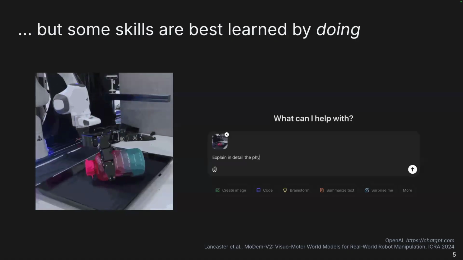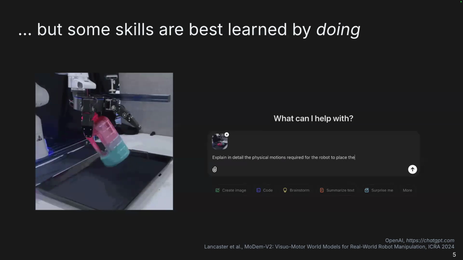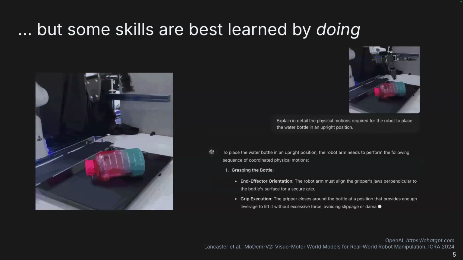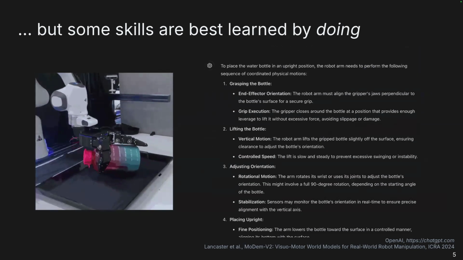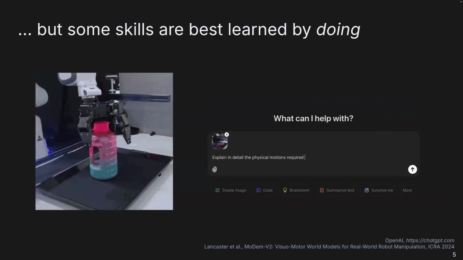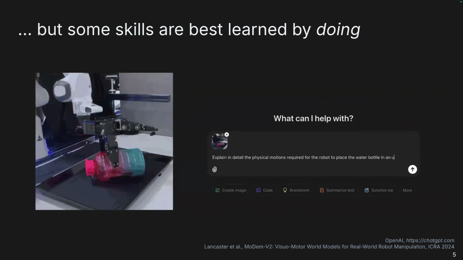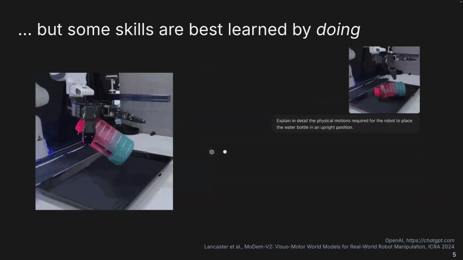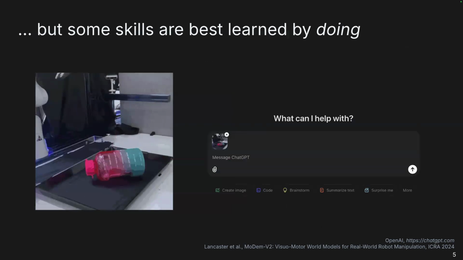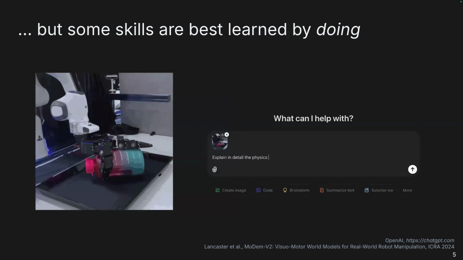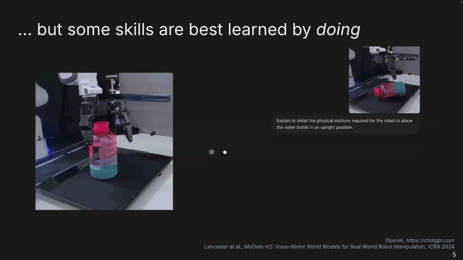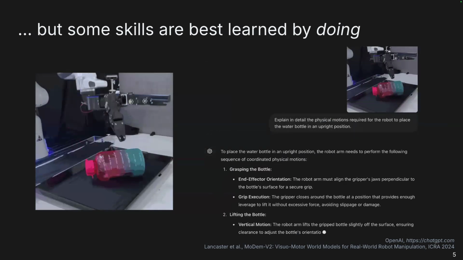But there are some skills that I would argue are better learned by doing, especially when we move into the physical world. For example, here's a robot experiment that we did a couple of years ago in the lab. Here we have a robot with a dexterous hand, and its task is to pick up the water bottle, reorient it, and then place it down on the table again. And if you take the first frame in this video and prompt ChatGPT to give a very detailed description of the motions required to do this task, it gives you a good high-level description in plain language that describes all of the individual steps.